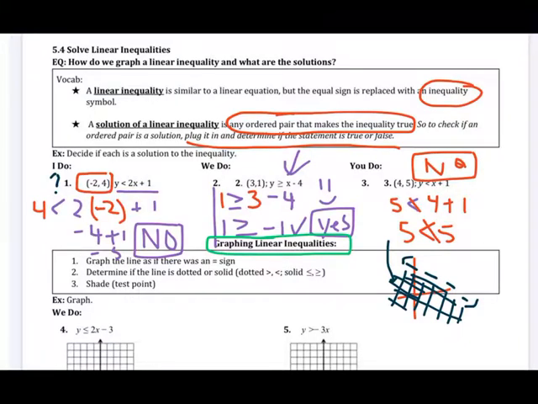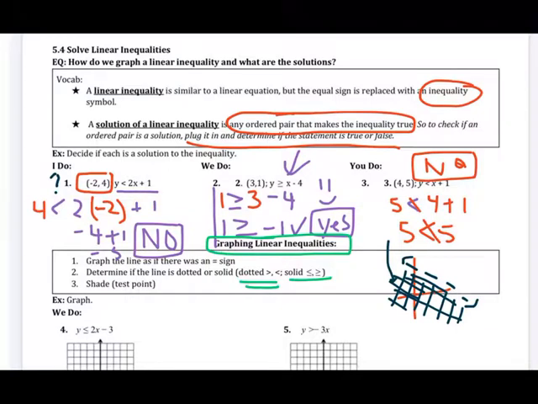Then you need to ask yourself the question, just like we did in Unit 2 with solid and dotted, with open and closed circles: is it dotted? It's dotted if there's no inequality line underneath, or is it solid? It's solid if there is a line underneath. So graph the line, decide if it's solid or dotted, and then you need to shade.